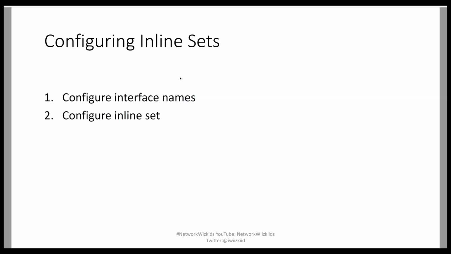Configuring inline sets is pretty straightforward once you've got your next generation IPS stood up. Step one, configure interface names. I always find it's best to make sure your interfaces are configured with names, just so that they're easily identifiable. Then configure the interface set itself. When you configure the interface set, you are adding an interface pair to that set.